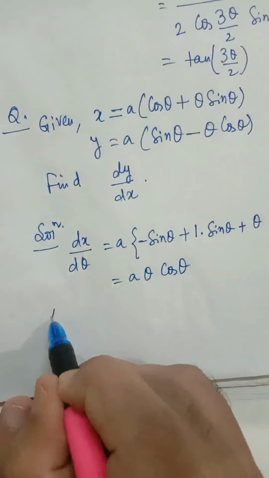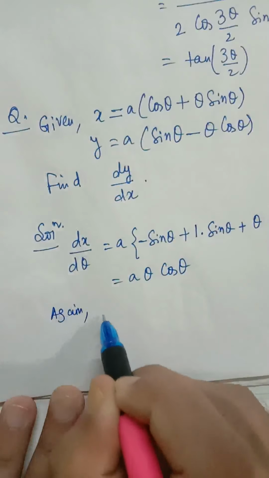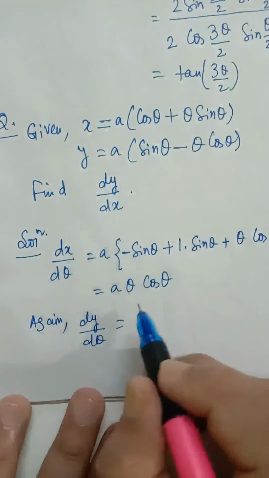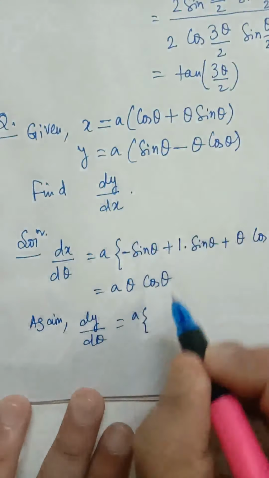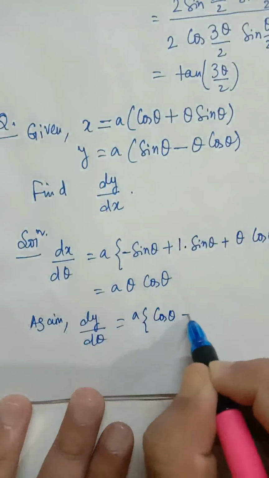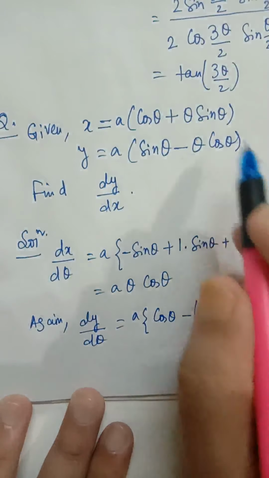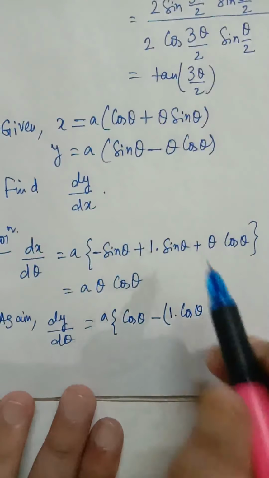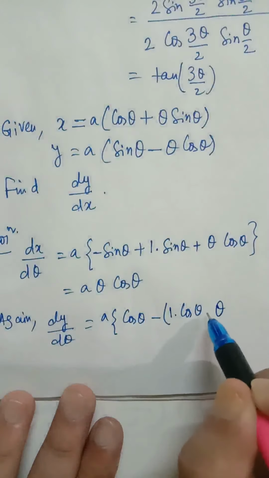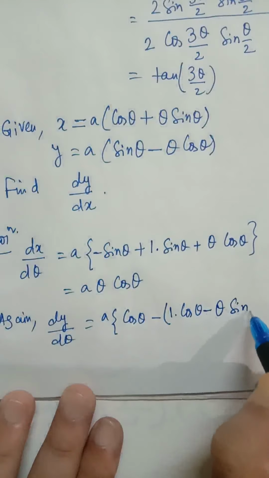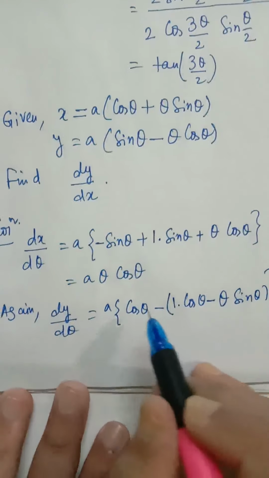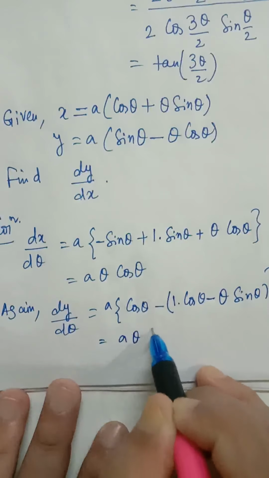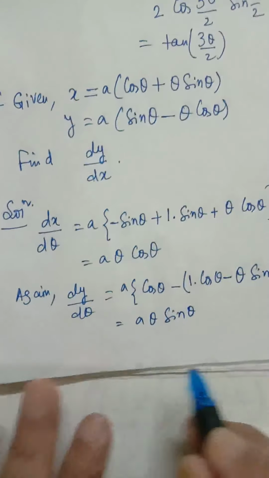Next, again dy by d theta equal to, this is our y, a into derivative of sin theta is cos theta, minus derivative of theta is 1 into cos theta plus theta into derivative of cos theta, which is minus sin theta. Again you can see cos will get cancelled. It will be a theta sin theta.